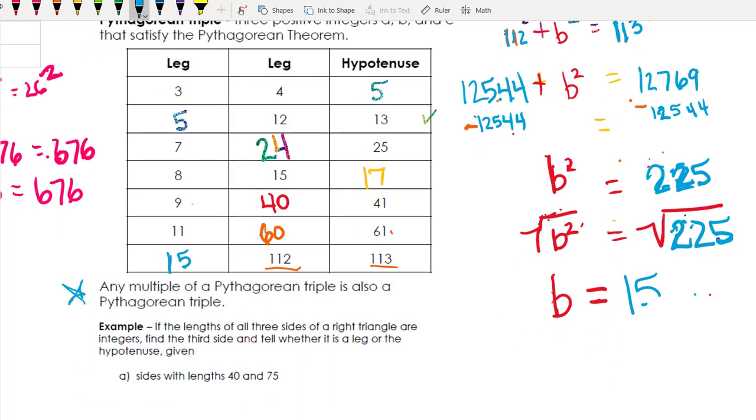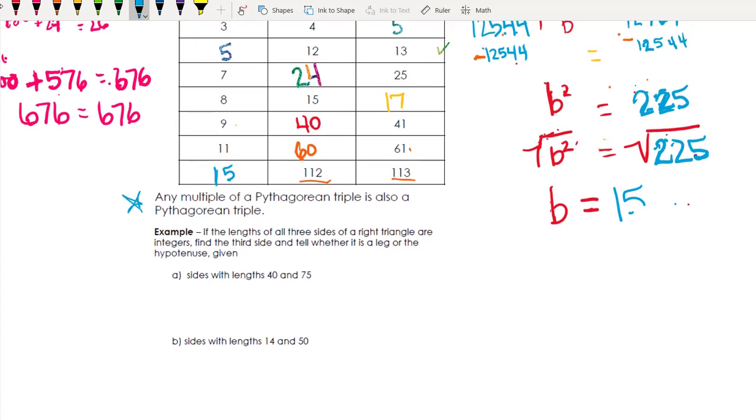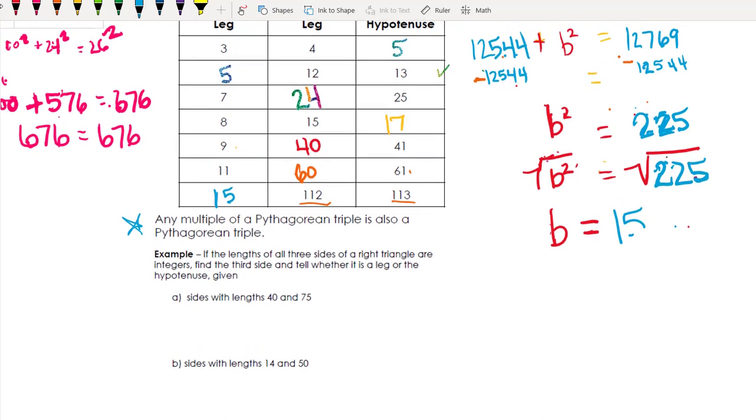So any multiple of a Pythagorean triple is also a Pythagorean triple. So side lengths of 40 and 75. And then we've got side lengths of 14 and 50. So we've got to find the third side and tell whether it is a leg or hypotenuse. So do you see anything up here where we could multiply anything to get side lengths of 40 and 75?